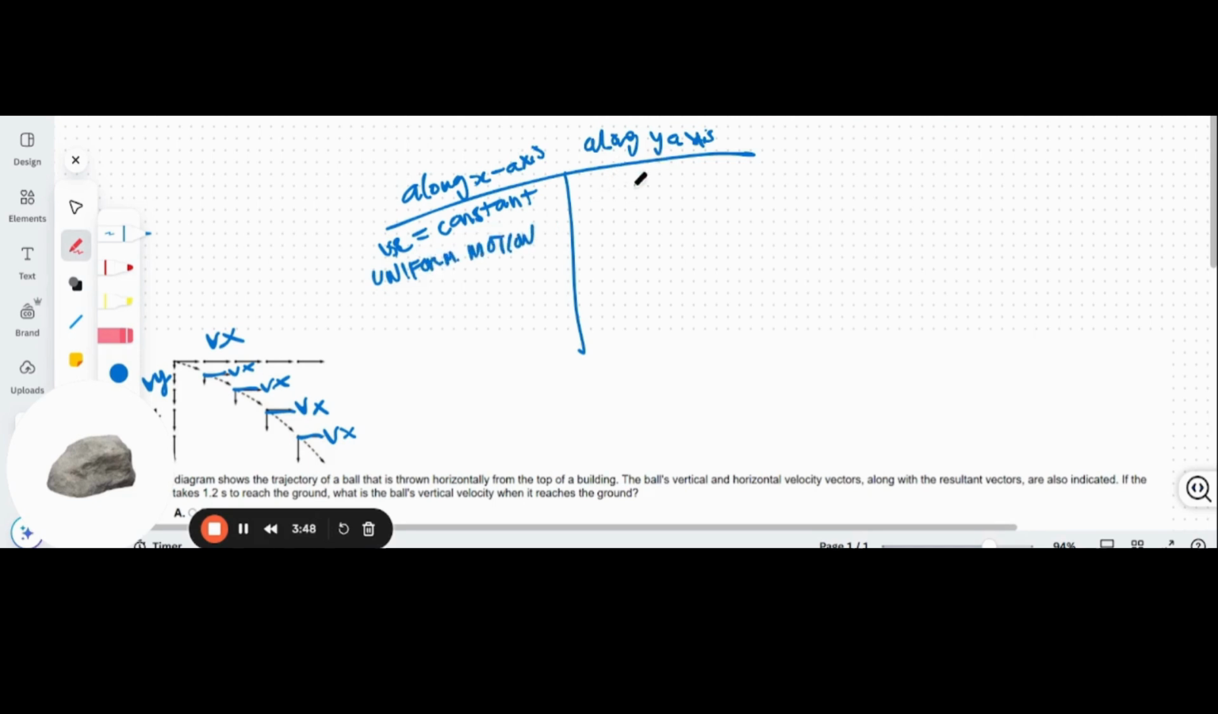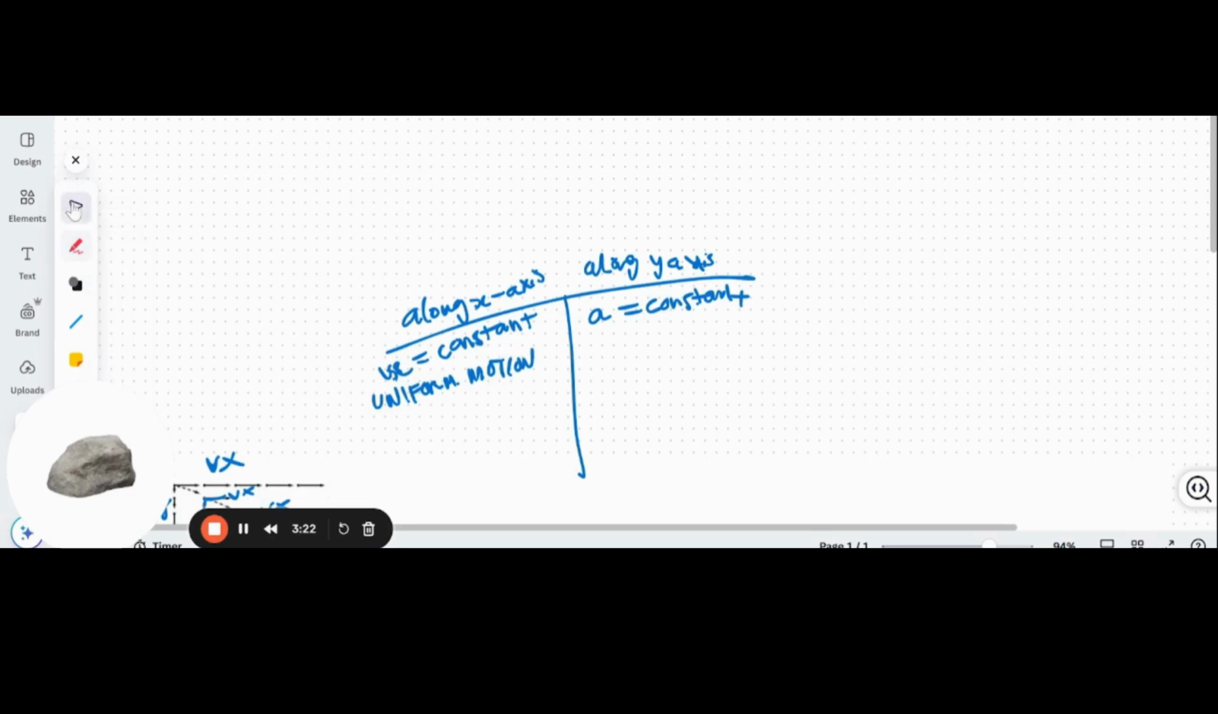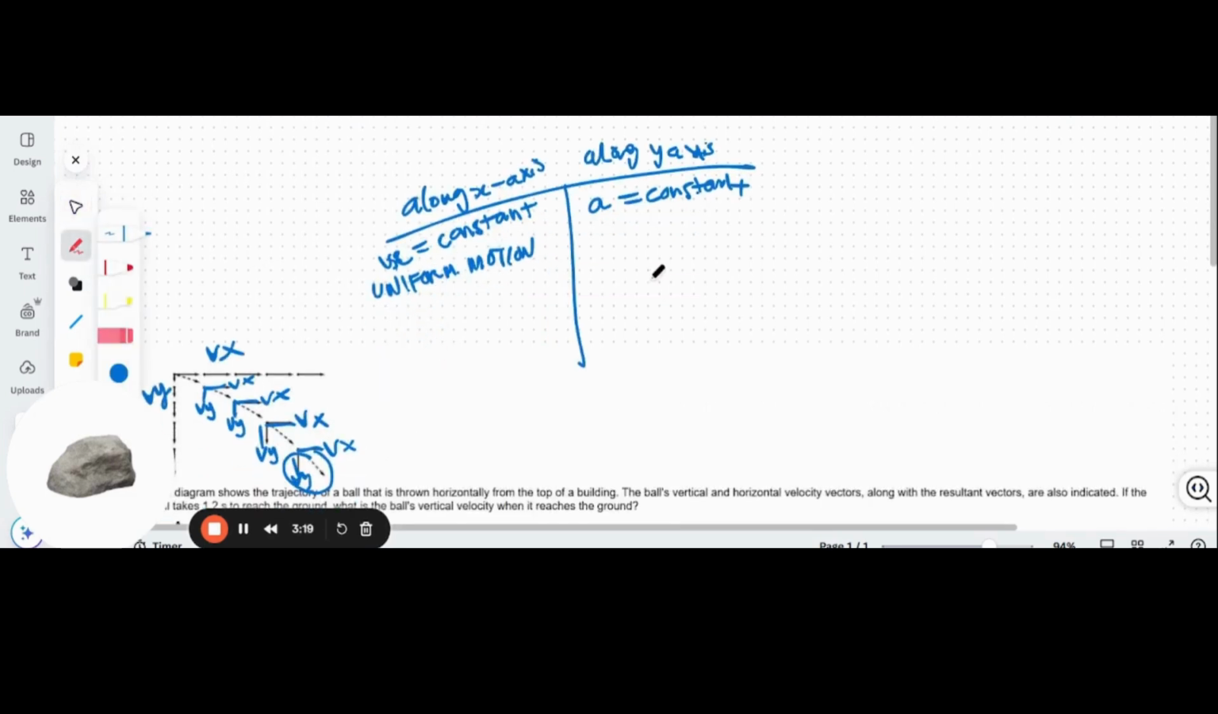Next, along the y-axis, we have acceleration which is constant. As you can see over here, Vy is along this vertical line and it is consistently going downwards and is becoming faster along this area. And this is called uniform accelerated motion because it is consistently increasing in speed.